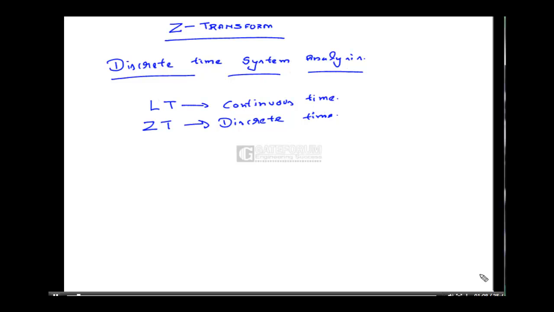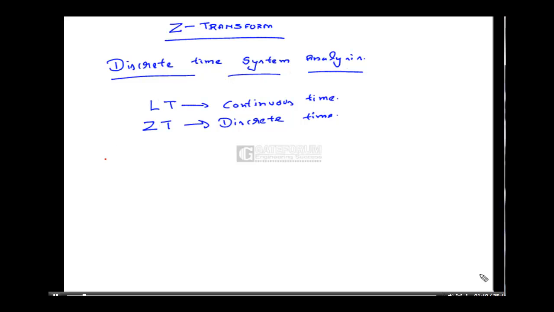Z transform has similar types of properties which are there in the Laplace transform, and it also has one more property, region of convergence, which is important in Z transform also. We have seen the region of convergence in Laplace transform and the various conditions for it. Here also similar conditions will arise, but all those conditions will be related to the Z plane. There we have seen the S plane. So what is the Z plane and what is the S plane? That also we should know.